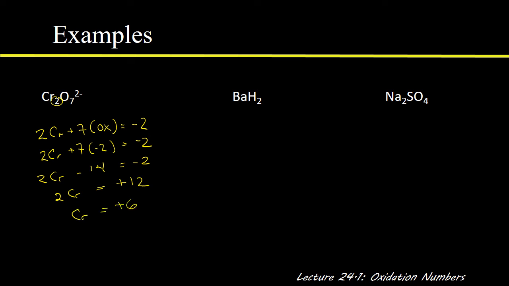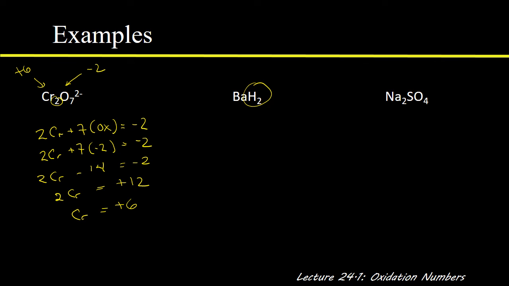So when we get to the end of our algebra, chromium has an oxidation number of +6. And oxygen, once again, is -2. All right. Next one is barium hydride. This has a hydrogen in it, which again can be a little bit tricky. But if we don't know what the hydrogen is, we can just look at the barium. Anytime an alkaline earth metal, a group 2 metal, is in a compound, it's going to be +2. So we could just put in a +2 and solve for hydrogen.